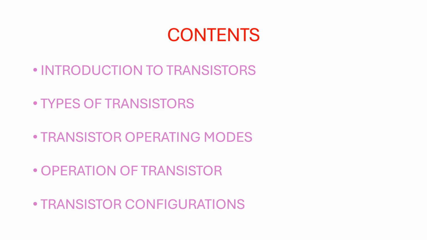Today in class we will see the introduction to transistors, types of transistors like unipolar transistor and bipolar junction transistor, transistor operating modes: saturation mode, active mode, cutoff mode, and the operation of both the NPN transistor and PNP transistor. We will also see how the transistor configurations work: common base, common emitter, and common collector configurations.